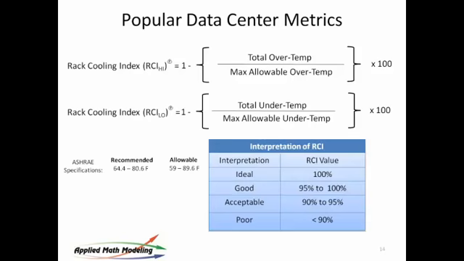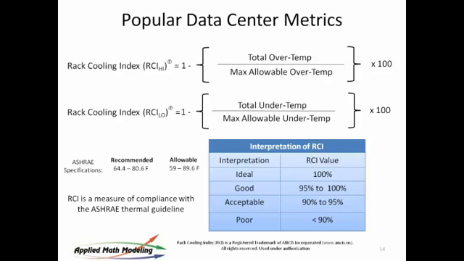And this is essentially a gauge. It is a measure of compliance to the thermal guidelines set by ASHRAE of the racks in the room. How many of them are exceeding or under temperature. RCI high deals with the ones that are over. RCI low deals with the ones that are under. And it's not only how many, but the percentage of how many. It's how much above and below, right?